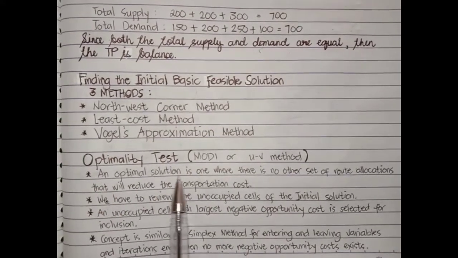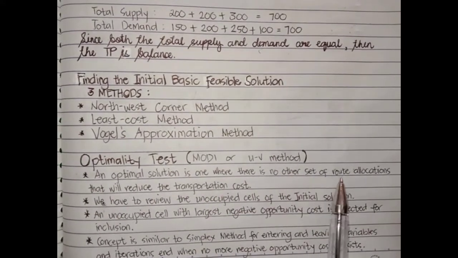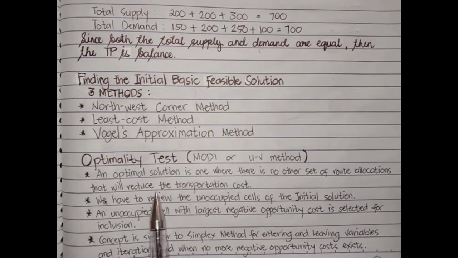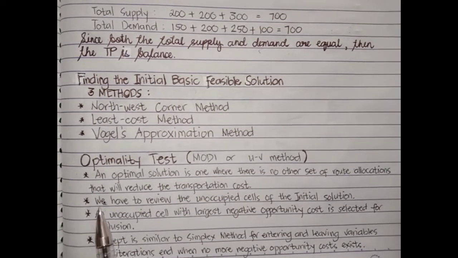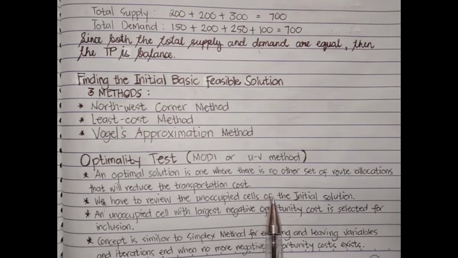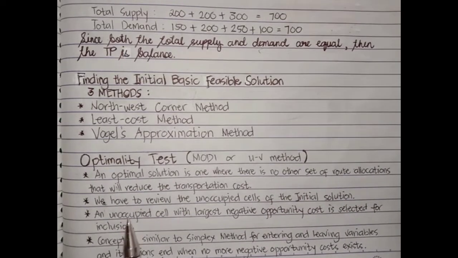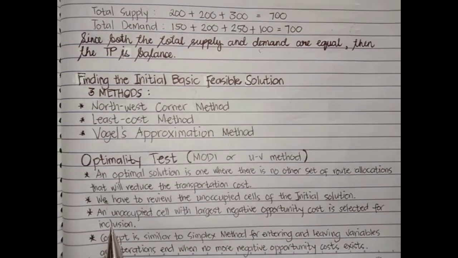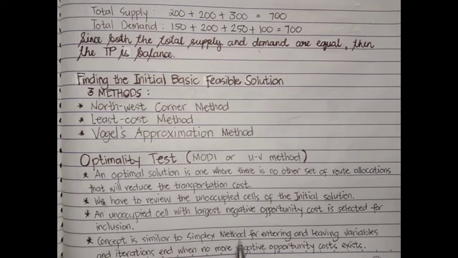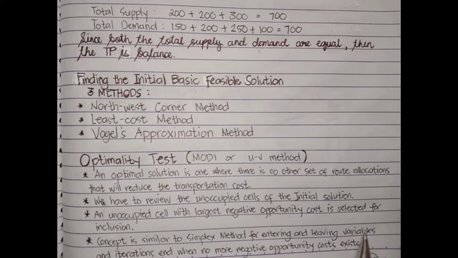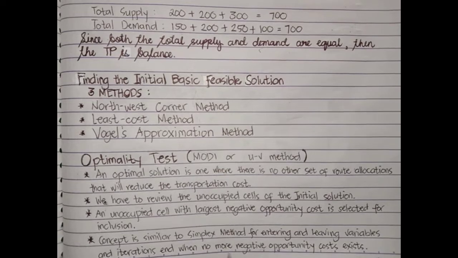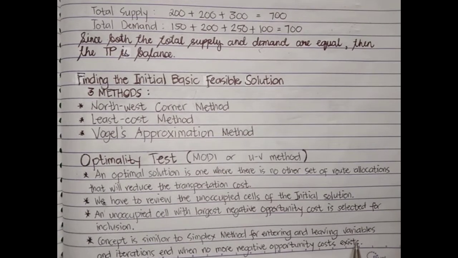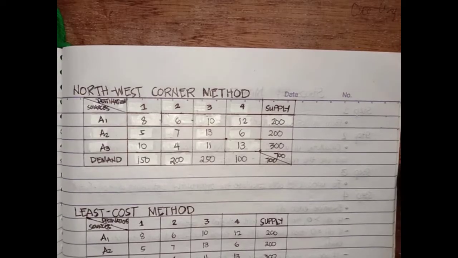An optimal solution is one where there is no other set of route allocations that will reduce the transportation cost. We have to review the unoccupied cells of the initial solution. An unoccupied cell with the largest negative opportunity cost is selected for inclusion. The concept is similar to the simplex method for entering and leaving variables and iterations, until no more negative opportunity costs exist. So now we will solve the transportation problem using the 3 methods in finding the initial basic feasible solution.